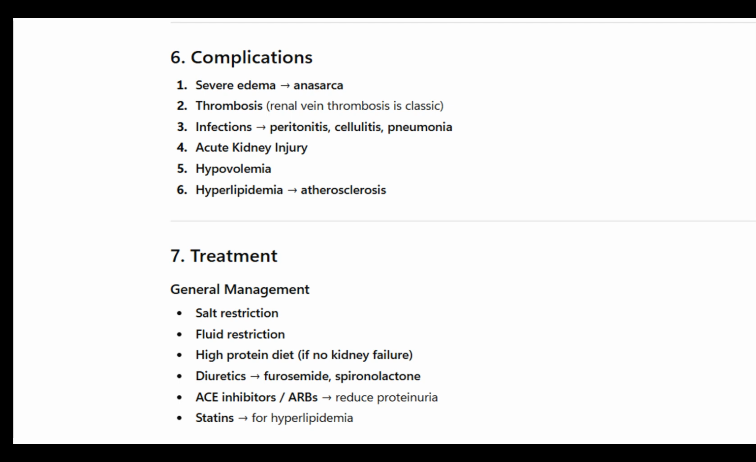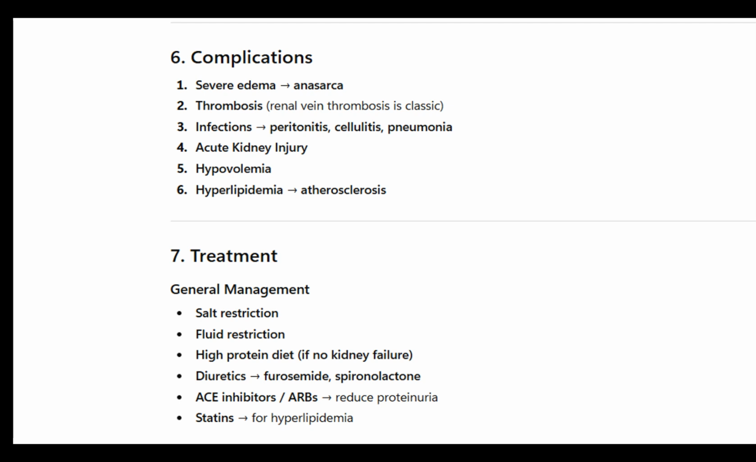Management begins with general measures. Salt restriction and fluid control help reduce edema. A moderate protein diet may be recommended depending on kidney function. Diuretics such as furosemide or spironolactone help mobilize excess fluid. ACE inhibitors or ARBs reduce proteinuria and protect kidney function. Statins are used to treat hyperlipidemia.